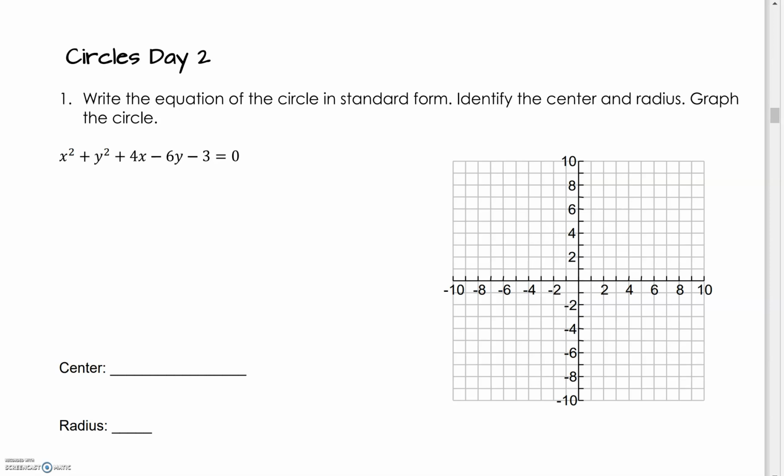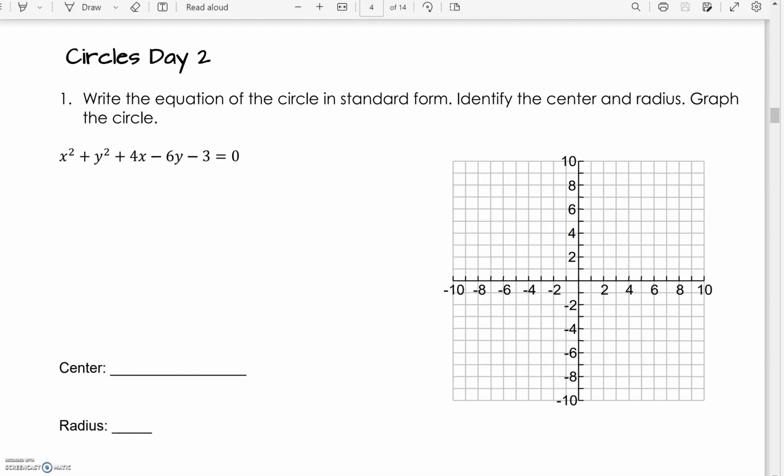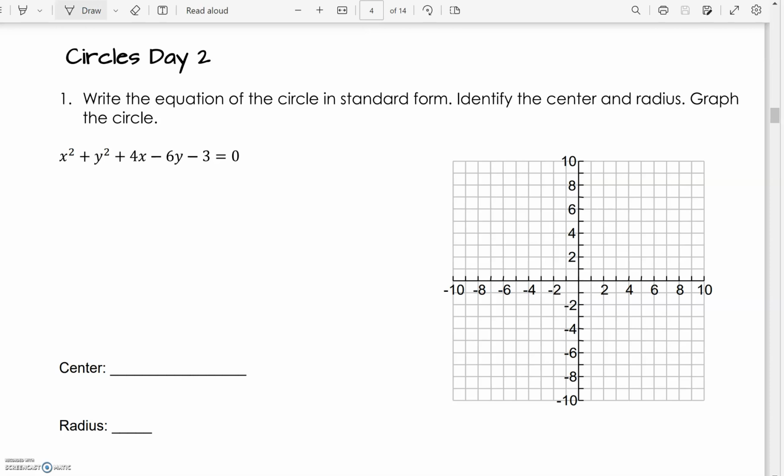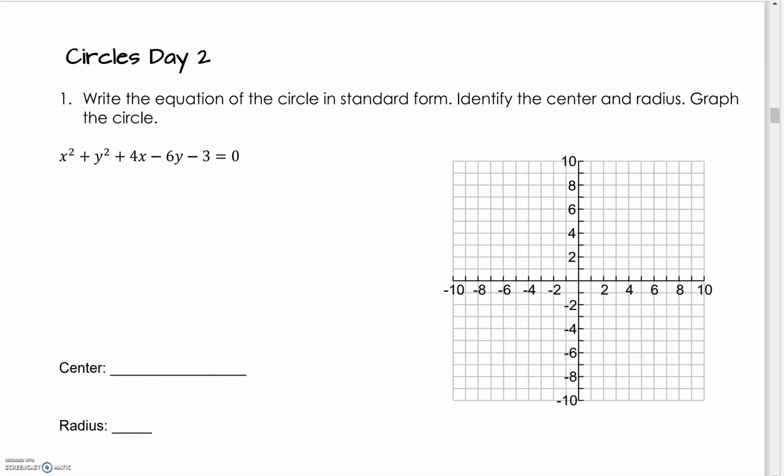In this video lesson, we are going to write an equation of a circle. So we have to complete the square in order to get this into our correct form, in order to see what the center is and what the radius is and to graph it.